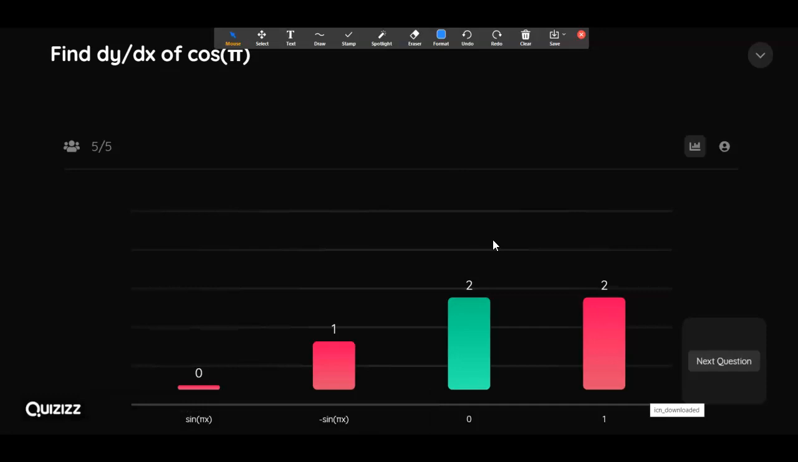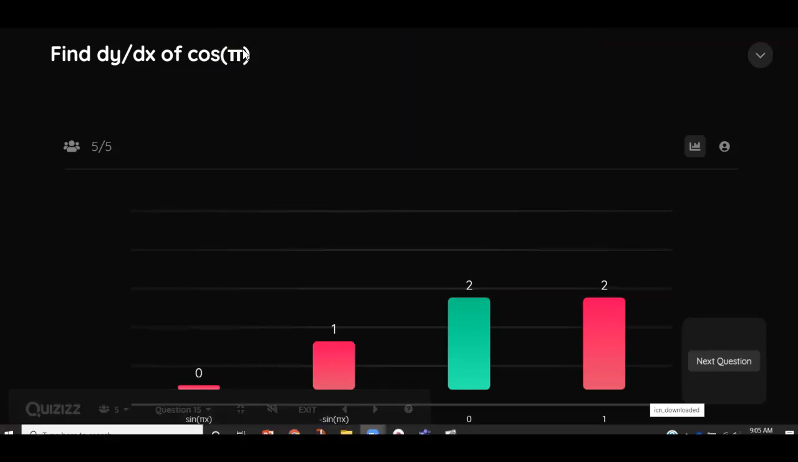Okay, so I even gave you the warning. Pay attention. Guys, cosine pi. There was no variable here. Cosine of pi on our unit circle is -1. What is the derivative of -1? 0. You need to be very, very careful.